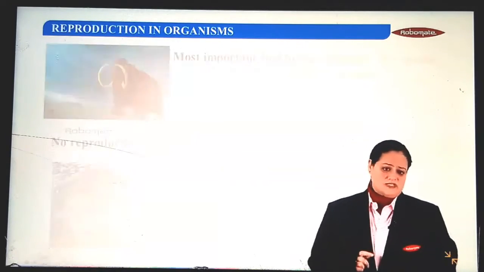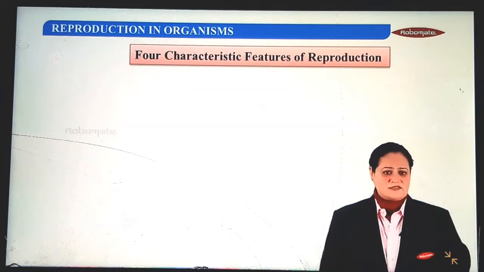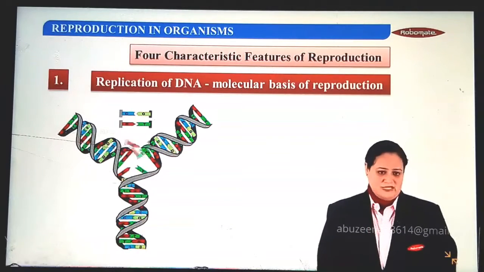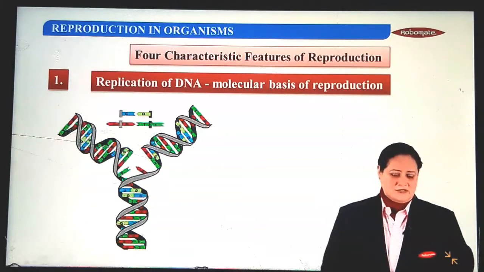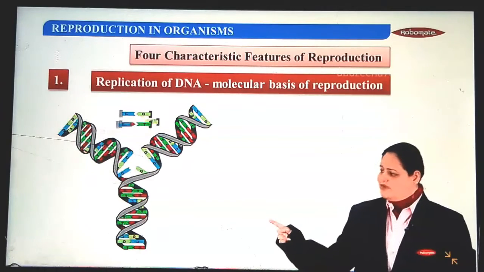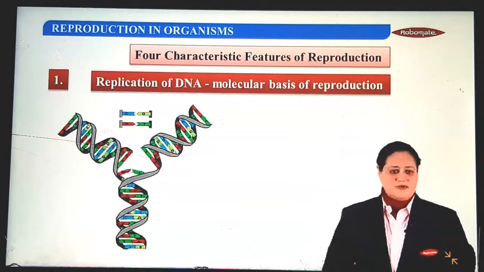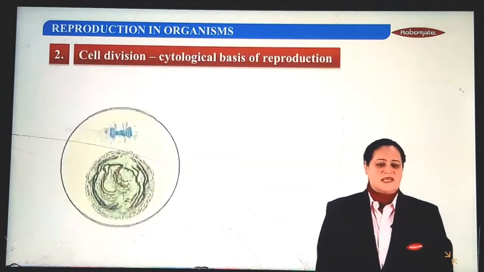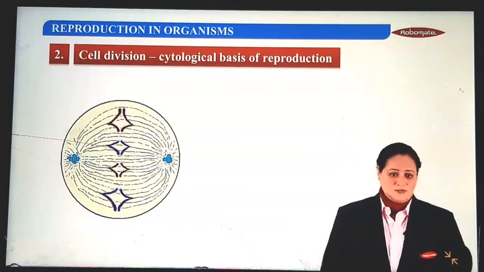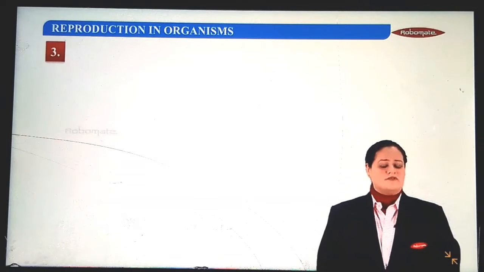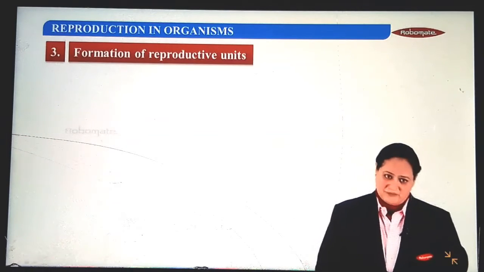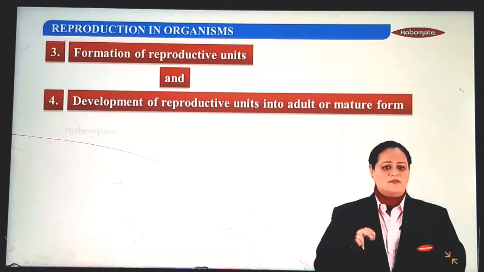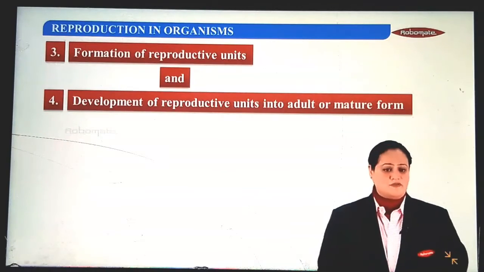Now, for reproduction, there are four major characteristic features. The first characteristic feature is on the molecular basis, which is replication of DNA. What do you mean by replication? Replication is when one strand of DNA forms two strands of DNA, that is a copy of itself. The second important feature is the cytological basis, that is cell division. The third important feature is the formation of reproductive units, and along with it, the fourth is the development of these young reproductive units to adult and mature forms.